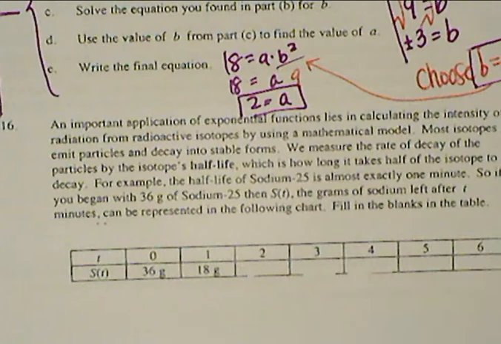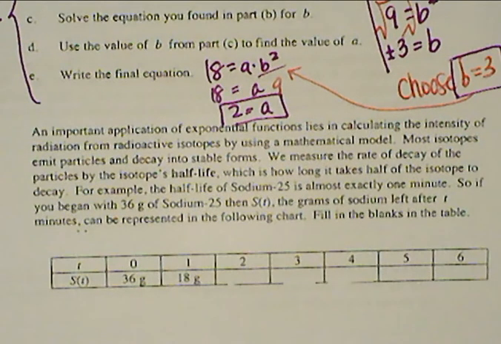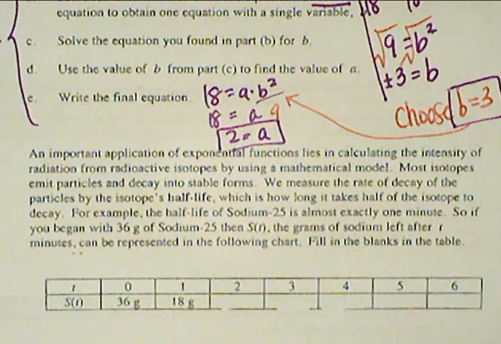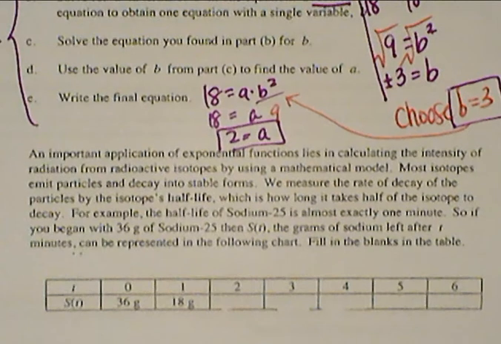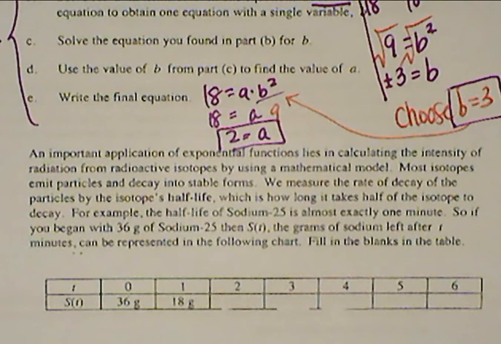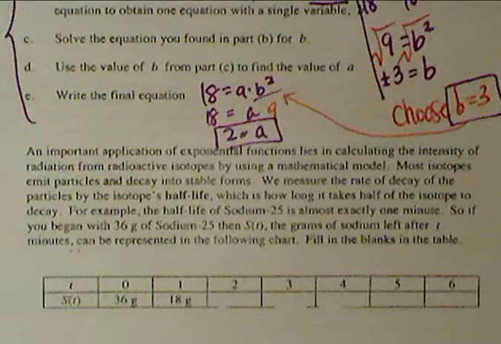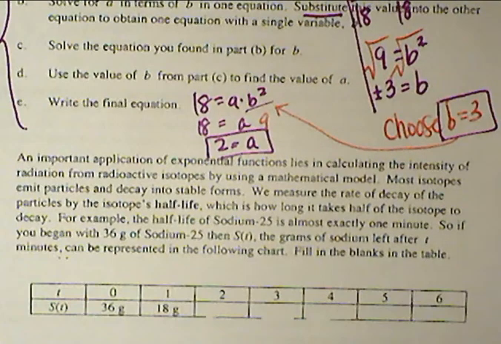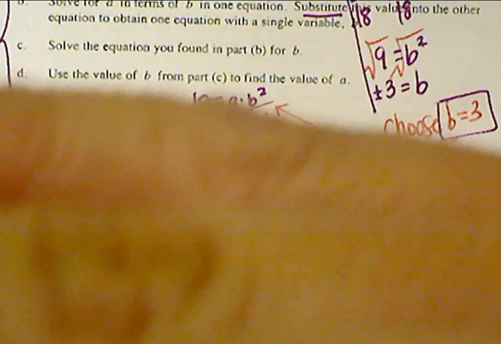How about Brian, can you read for us number 16? The application of exponential functions by calculating the intensity of radiation from radioactive isotopes by using a mathematical model. Most isotopes' particles decay. We measure the decay of the particles by the isotope's half-life, which is how long it takes half of the isotope to decay.